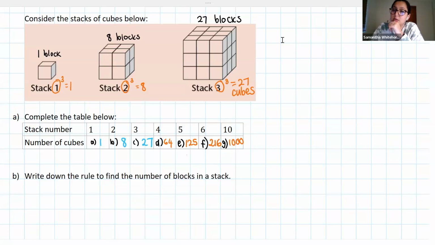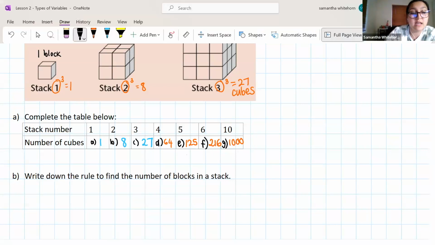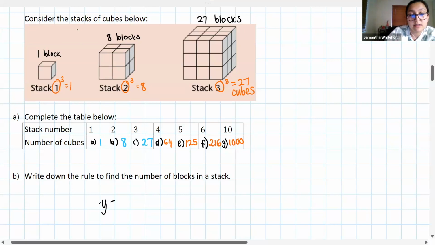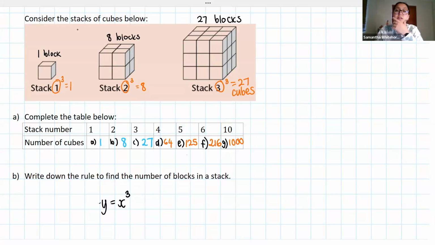Chantal, your hand is up? Ma'am, I wanted to answer the question. Okay, well, can you tell me what the rule is? Ma'am, I said we cube. Perfect. So your rule would be y equals x? y is equal to x to the power of 3. Perfect. Well done. Okay, so there we go, guys.